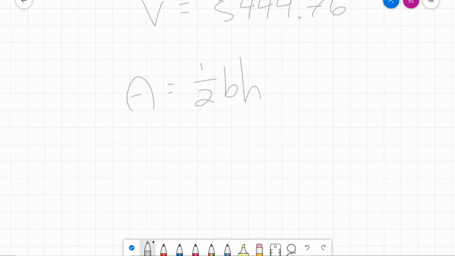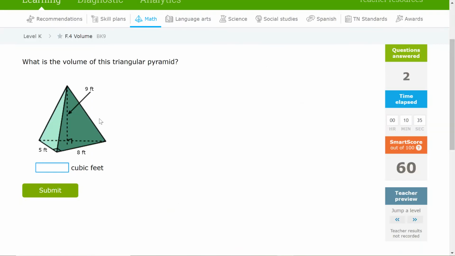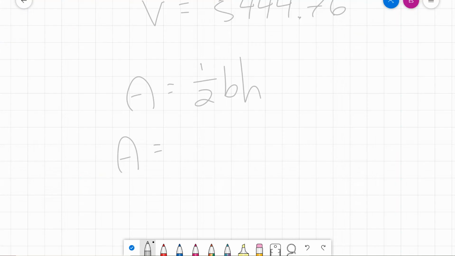I'm just going to write B and H. Okay, and now if you're wondering where is the base and where's the height, this 9 feet is the height of the entire thing. We just want the triangle that's at the bottom. It doesn't actually matter which one you decide is the base and which one's the height. We're just going to use the 5 feet and the 8 feet because those refer to just that base. So I'm going to say that the base is 8 feet and the height is 5 feet, and I'm going to say 1/2 times 8 times 5.